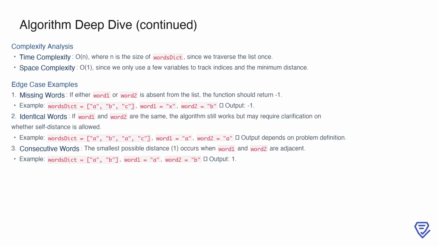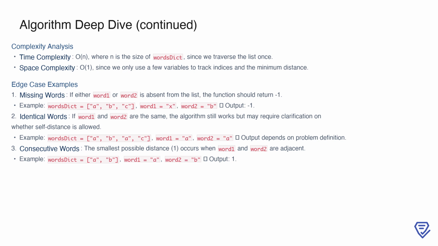The optimized algorithm has a time complexity of O(n), because it only requires a single traversal of the list, where n is the size of words_list. The space complexity is O(1), as it uses only a constant amount of extra space to store the indices and minimum distance. This makes the solution both time and space efficient.